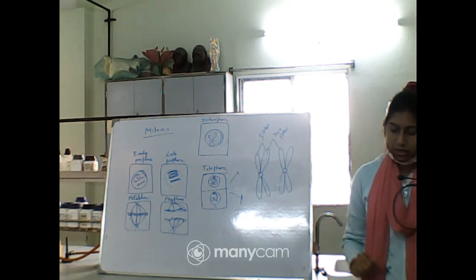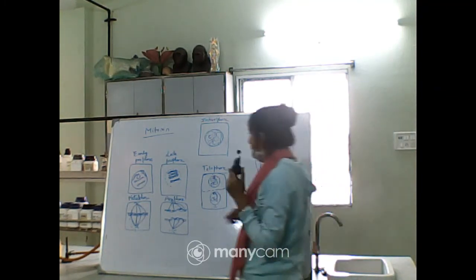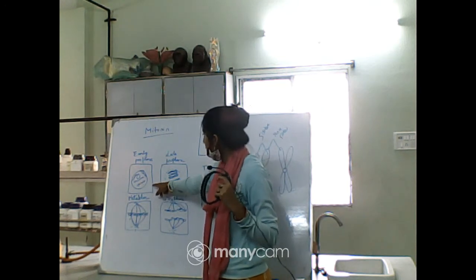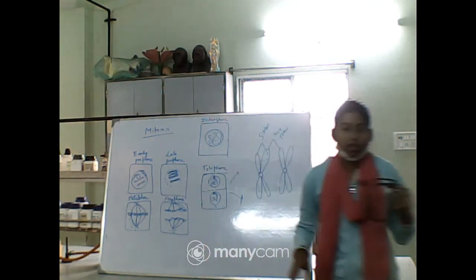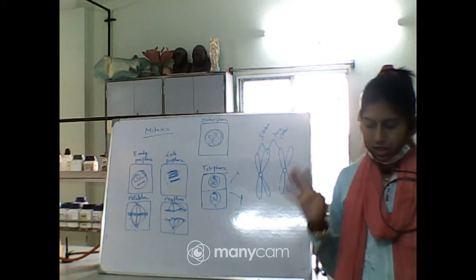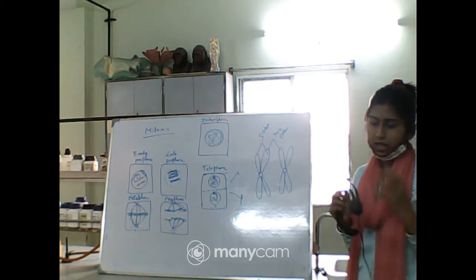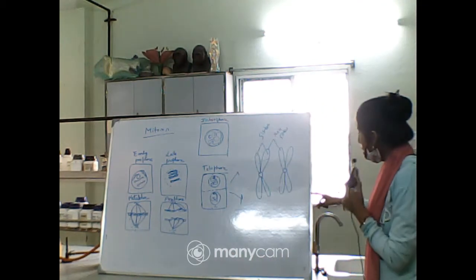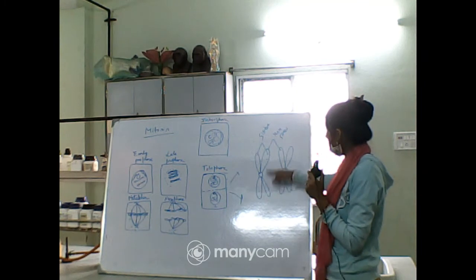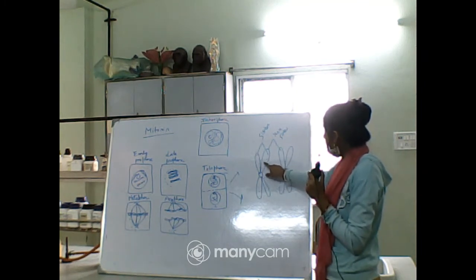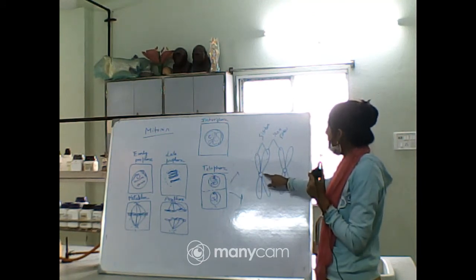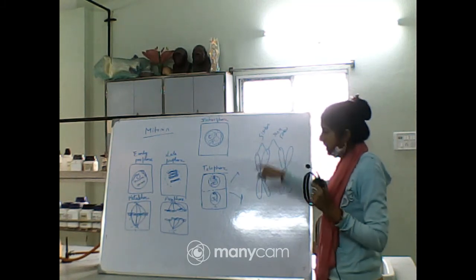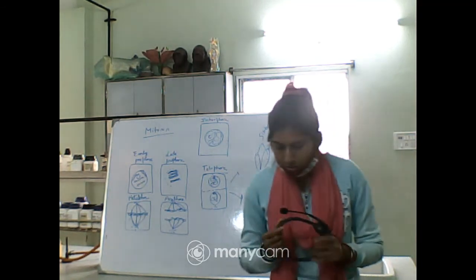Now come to the next stage, prophase. Here I have drawn two stages: this one is early prophase and this one is late prophase. What happens at the prophase stage? First, chromatin material shortens and condenses into a thread-like structure called a chromosome. Here you can see the structure of a chromosome. These are the two arms of the chromosome, called chromatids, and inside there is a rounded structure called the centromere.